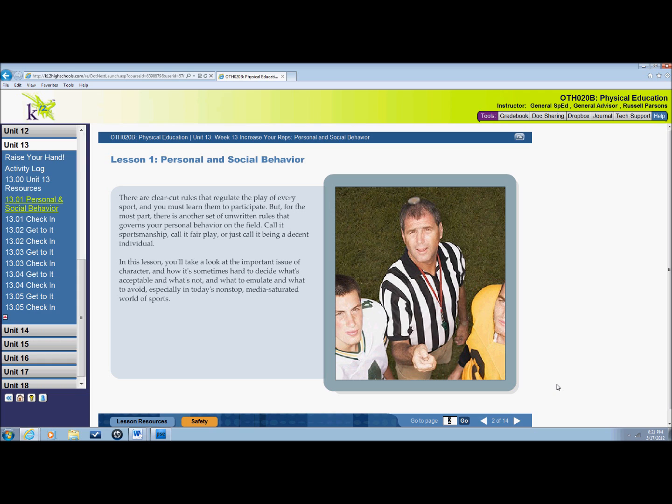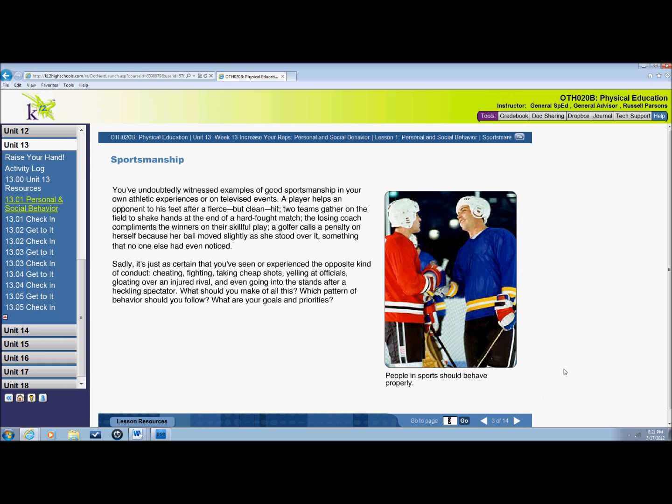Okay, so page number 3. The heading for this is sportsmanship, and it says, you've undoubtedly witnessed examples of good sportsmanship in your own athletic experiences or on televised events. A player helps an opponent to his feet after a fierce but clean hit. Two teams gather on the field to shake hands at the end of a hard-fought match. The losing coach compliments the winners on their skillful play, or a golfer calls a penalty on herself because her ball moved slightly as she stood over it, something that no one else had even noticed.